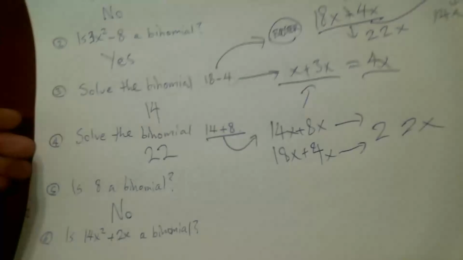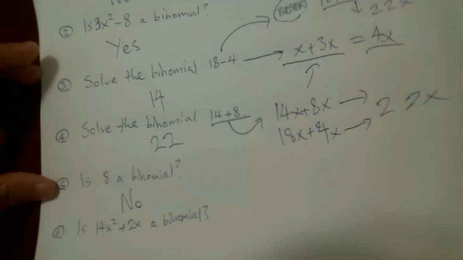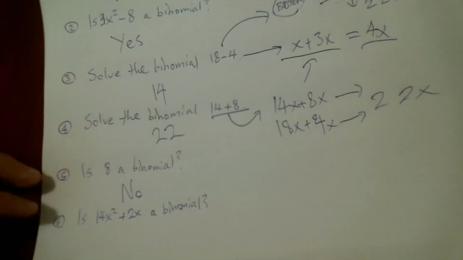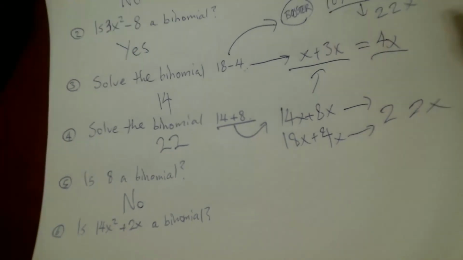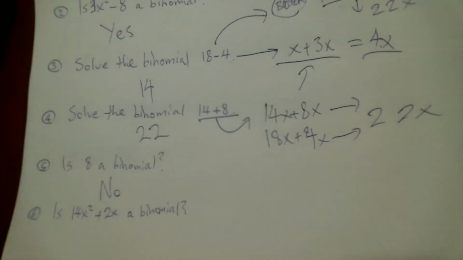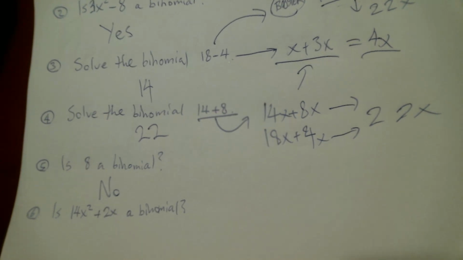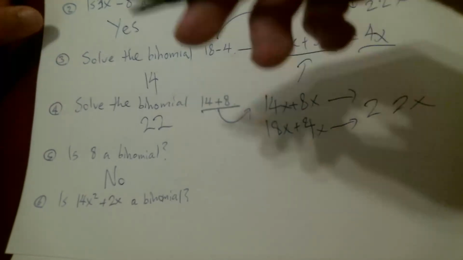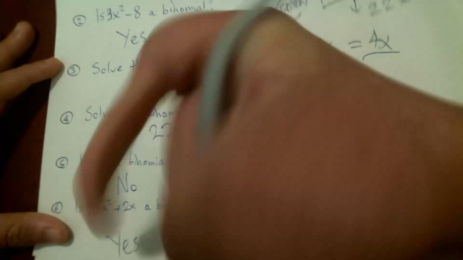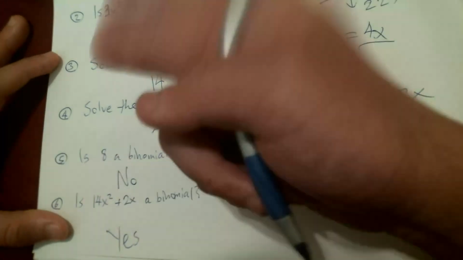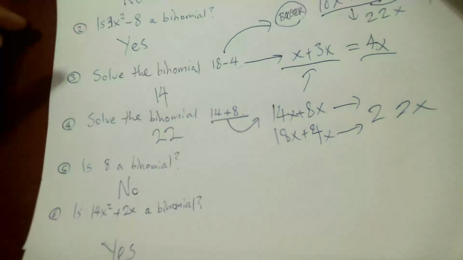Alright, let's try the very last one, which asks, is 14x squared plus 2x a binomial? This only has two terms, so we would have a binomial here, since binomials only have two terms. So this will be a yes. 14x squared plus 2x is indeed a binomial. And that would also end our lesson for today.